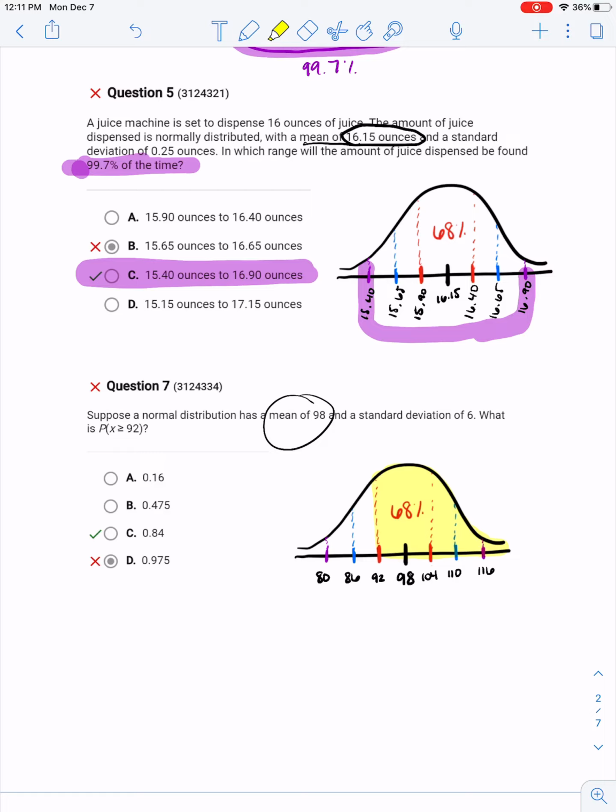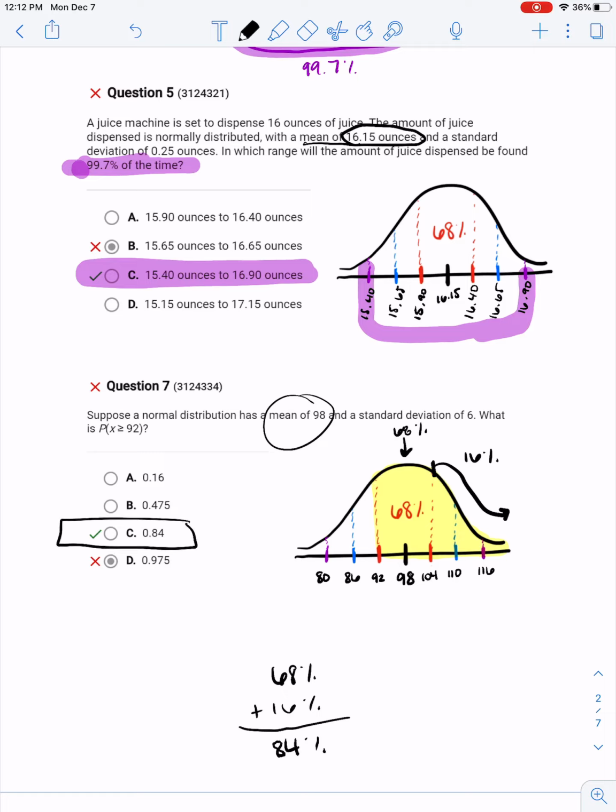Okay, I know the middle part is 68, and then from this first all the way on, the rest of that we said is 16%. So 68% plus 16% is going to give you 84%. Okay, so that's where we come up with the answer for this one. All right.